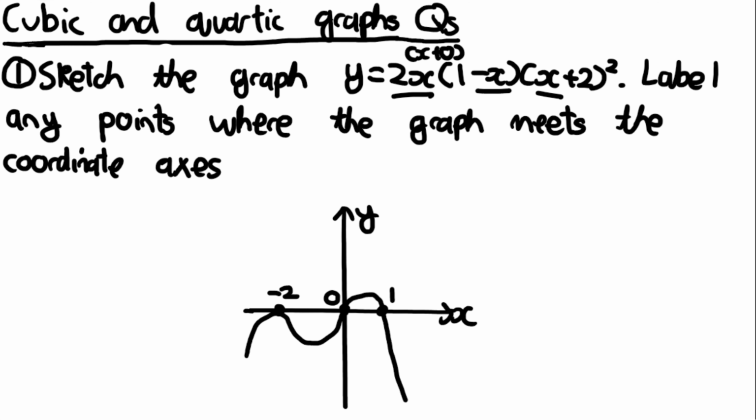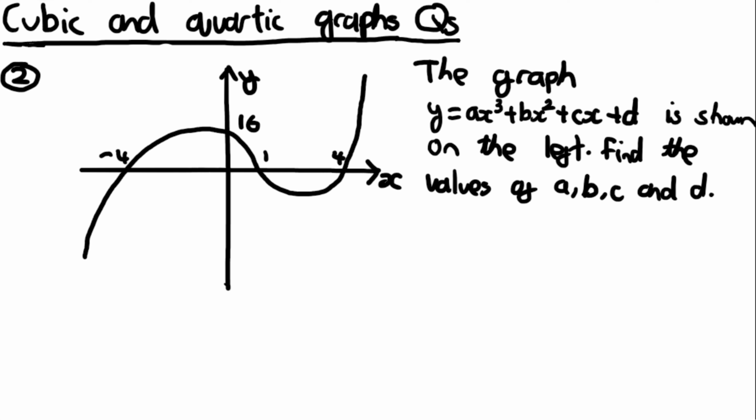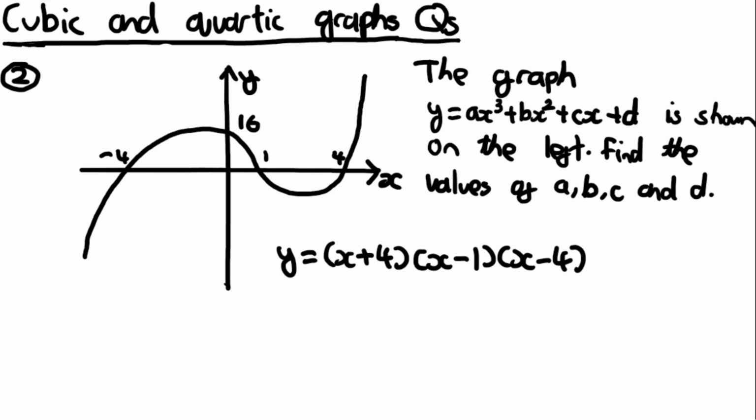So for the second question, the way we answer this question is by looking at where it intersects the coordinate axis, because it tells us that, and more specifically what the roots are. So as we know the roots, we can write the equation in the factored form. As we know the roots are minus 4, 1 and 4, we can write it as x plus 4, x minus 1, x minus 4.